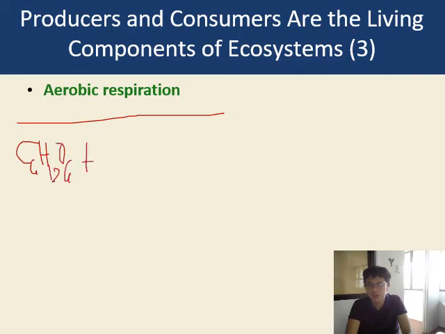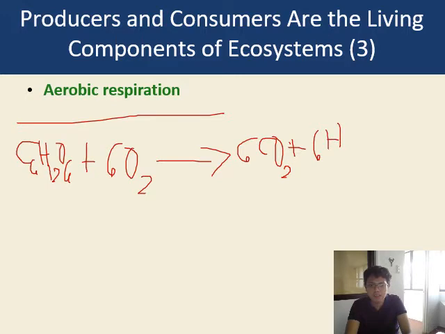So we have C6H12O6, which is glucose, plus 6 oxygen molecules. It will be converted into 6 carbon dioxide molecules plus 6 H2O, or water, dihydrogen oxide rather, plus energy. So that's how respiration works, although the detailed steps differ.